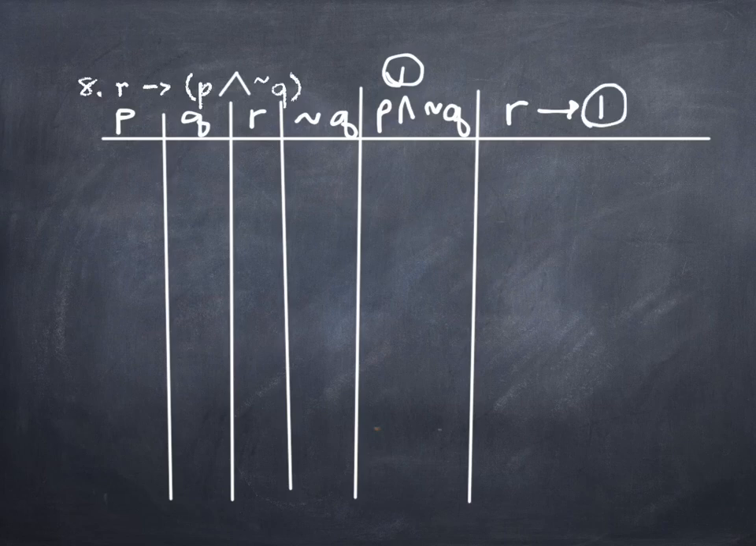All right, what's going to go in column P? 4 trues, and then 4 falses.